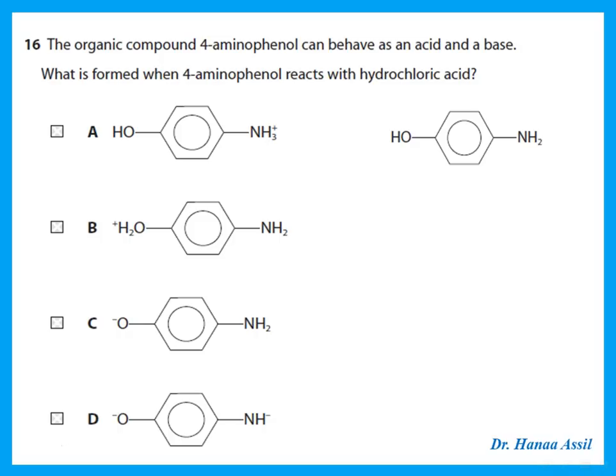The organic compound aminophenol can behave as an acid and a base. That's the one on the right. What is formed when this compound reacts with acid? You should remember, if I have an amine and you add acid, then the amine becomes NH3+. So that is the compound formed when you add acid to something that has an amine.